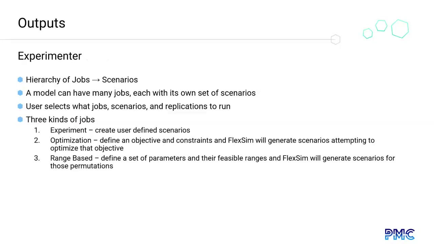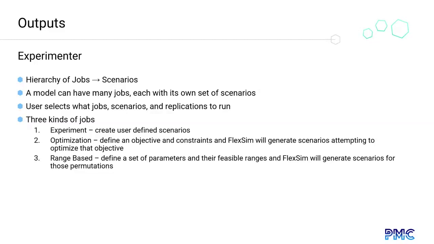So you can create jobs with different scenarios for organization, but there's also three kinds of jobs, right? And I'm going to go a little bit out of order here because I'm going to save the best for last. You have an experiment job, which is kind of your standard. You define your own scenarios, you set those values. You have range-based, which is using that feasible range, which I had previously mentioned, for the different parameters, where the software will automatically generate scenarios basically from the minimum to the maximum possible value.